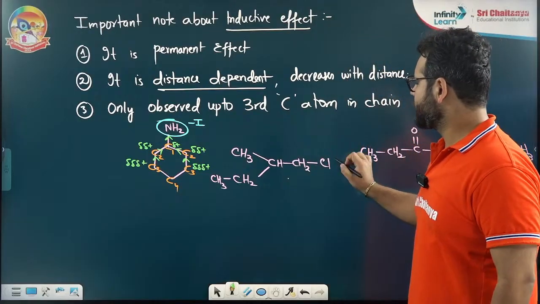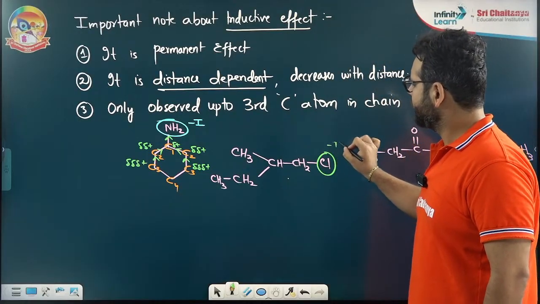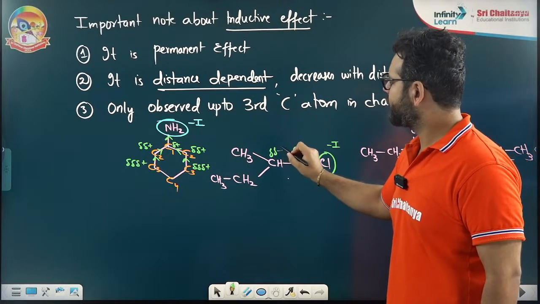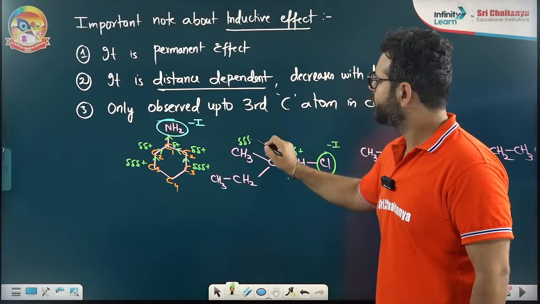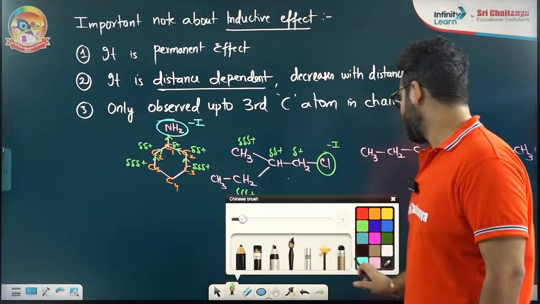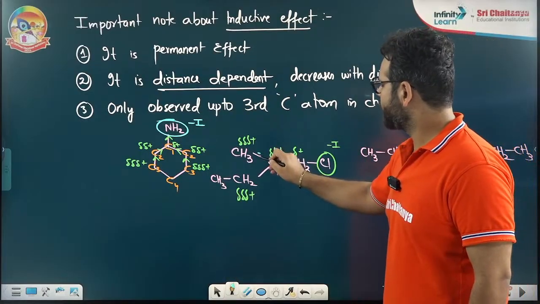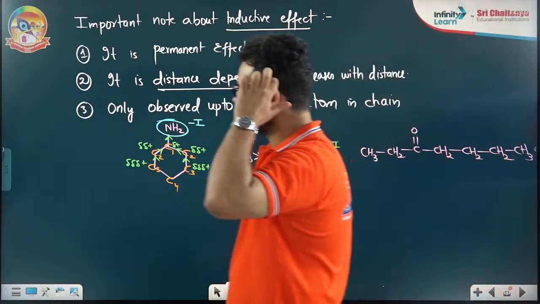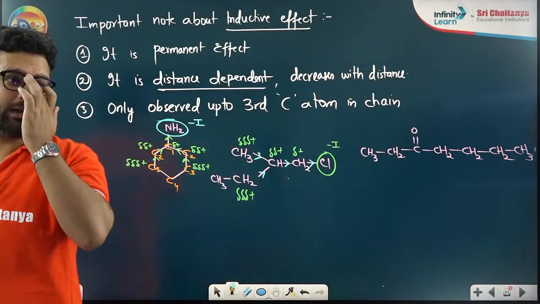Cl is the one which is the electron withdrawing group, -I. It starts from here, reaches the first carbon, reaches the second carbon, reaches the third carbon, but does not go to the fourth carbon. So when you show the arrow here, here, here, where the electrons are moving.